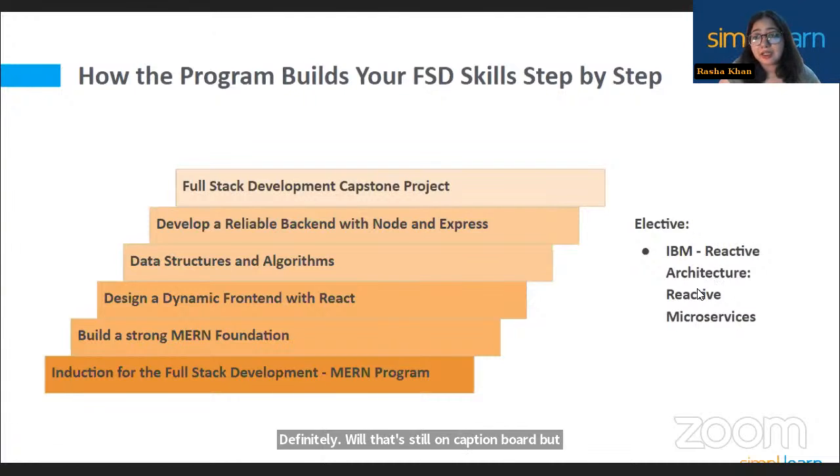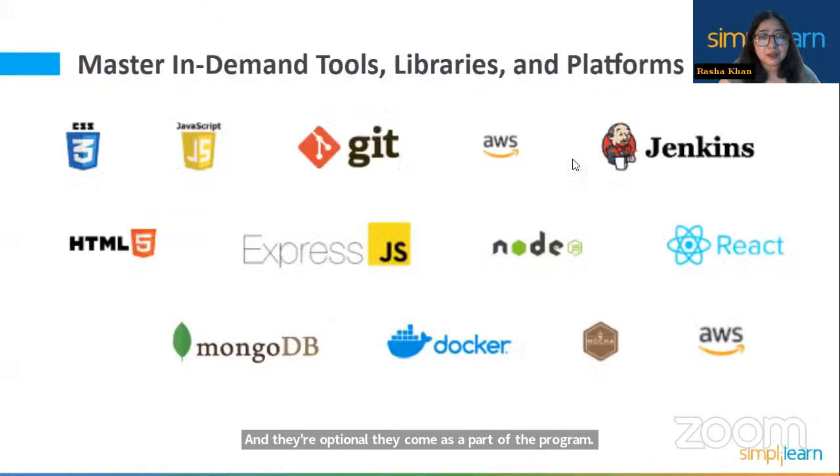Definitely. We'll touch upon capstone more, but talking about the electives here, we have them from IBM in collaboration. You get reactive architecture and reactive microservices as part of the electives, and they're optional. They come as a part of the program. It is up to you if you want to take them up. I'll show you this in the learning environment as well.